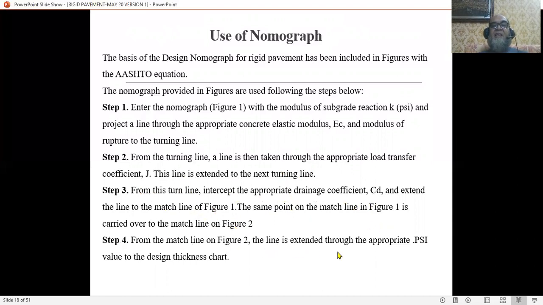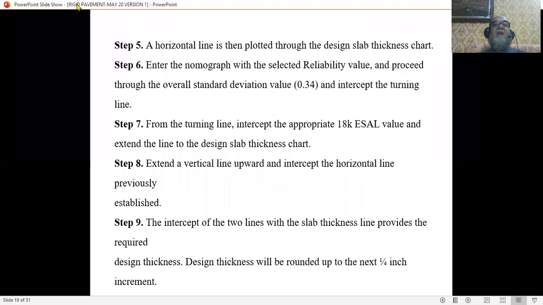From the match line, the line is extended to the appropriate PSI to the design thickness chart. A horizontal line is then plotted. Enter the nomograph with the reliability value and proceed through the overall deviation and intercept the tunneling line. From the tunneling line, intercept the appropriate 18 kESAL and extend the line to the design slab thickness. Extend a vertical line upward, intercept the horizontal line. This intersection gives you the design thickness. Don't get confused, this is very simple. I will show you in the next slide how we actually do it.